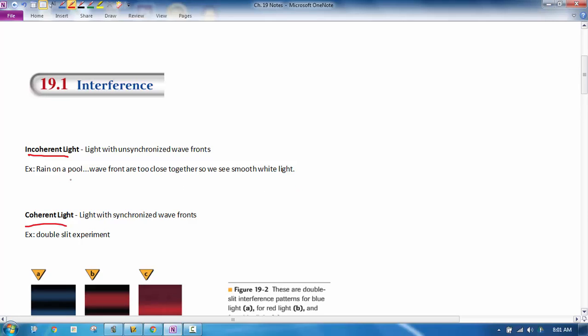And then with light, though, this appears to be like when light reflects off of a surface, and we view it as white light, it's that the wavefronts are too close together, being that this light has a higher frequency, and we see it as smooth white light.